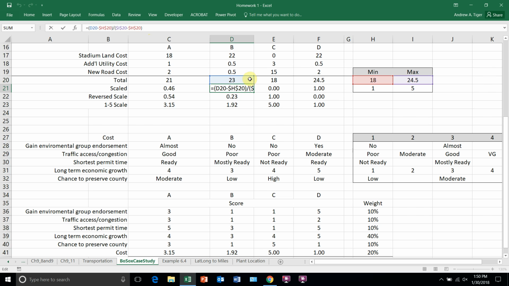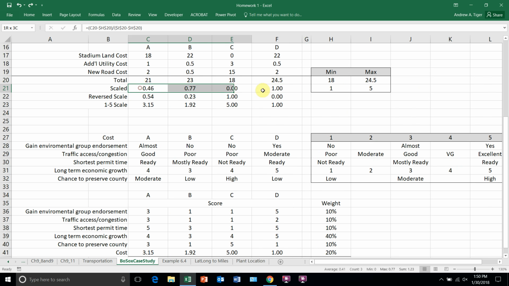And again, it's this number minus this one in my numerator divided by the difference between this and this. And then 18 is way over on the left of my continuum, so I got a 0, but it's the same formula. And then this is the max, so it gets a 1.